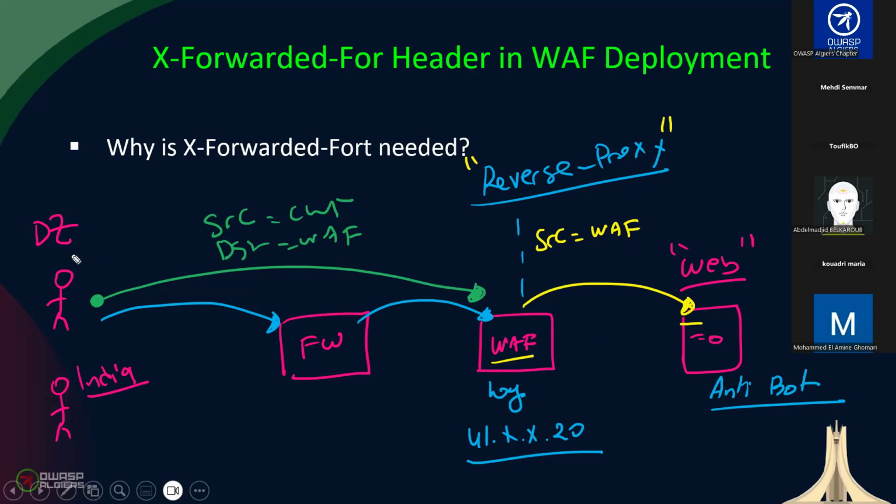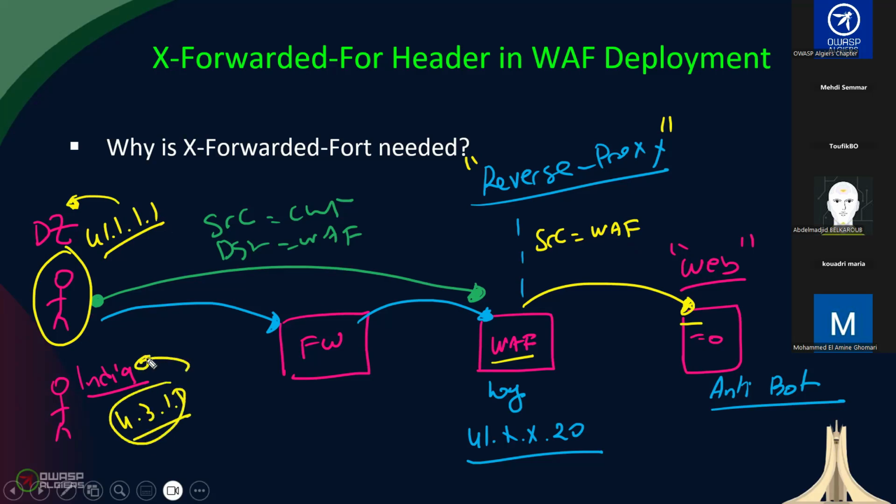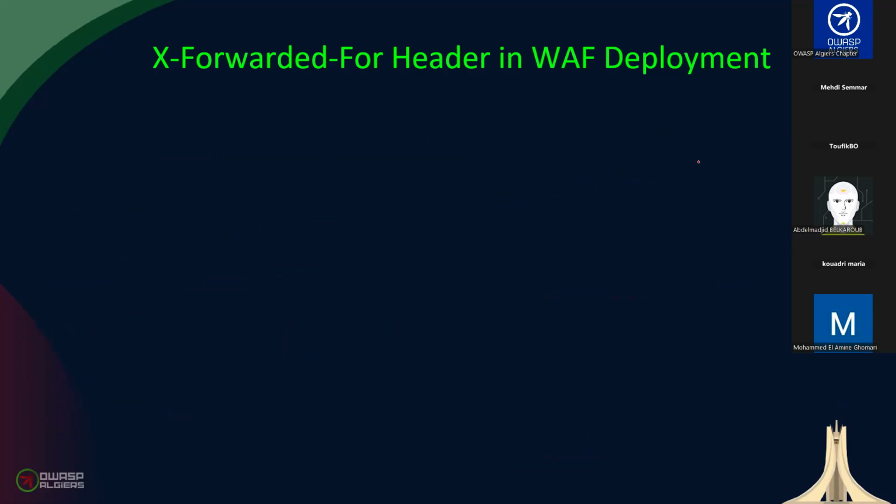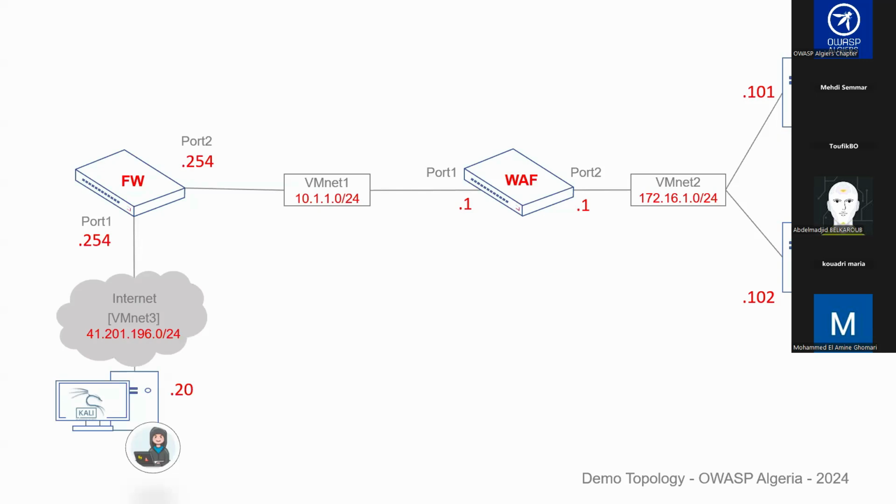I cannot see the real IP of that guy, 41.1.1.1, so I can detect that he's from Algeria. I cannot see the IP like 4.1 or 3.1.1 and detect that it's from India. I'm just preventing the backend server from knowing the real IP address. Now, what is the solution to that? In reality, there are two solutions. One of them is not recommended. The other is the recommended one. So let me get back to the topology to explain these two solutions.